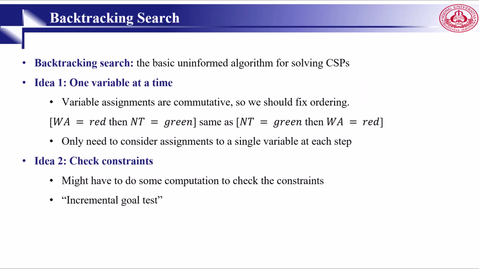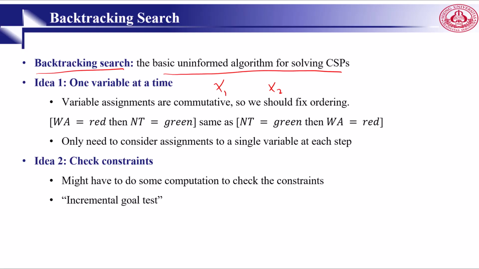Here, we want to see one algorithm to solve CSPs that is called backtracking search. This is the basic uninformed algorithm for solving CSPs. We try to assign a value to only one variable at a time, at each level. So, for example, x1 is assigned a value. Then we go for x2 and so on.